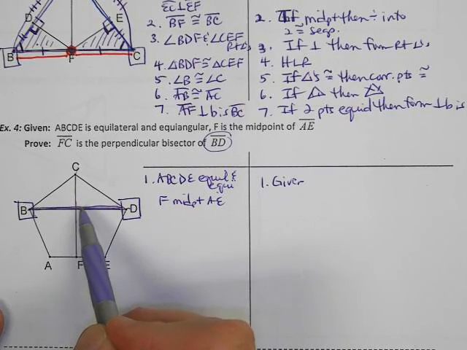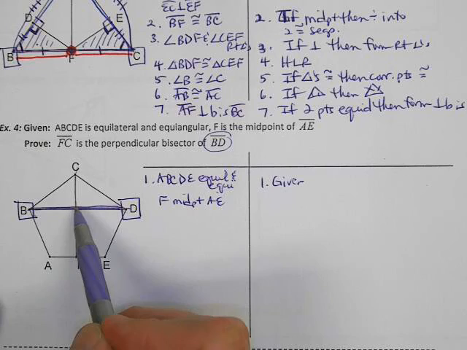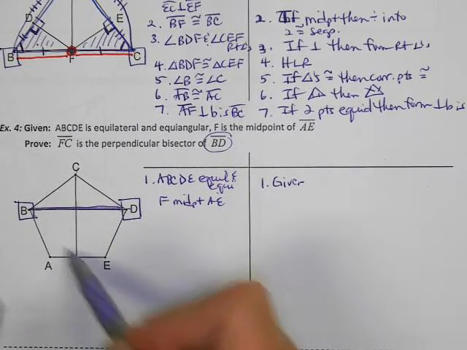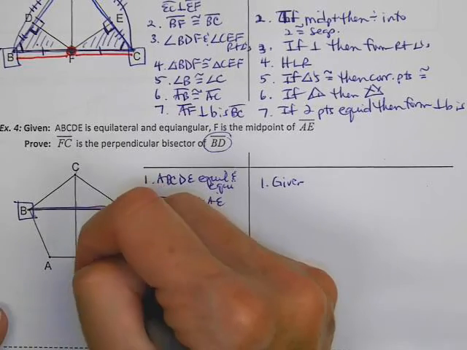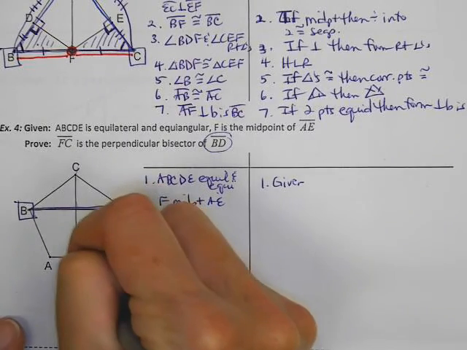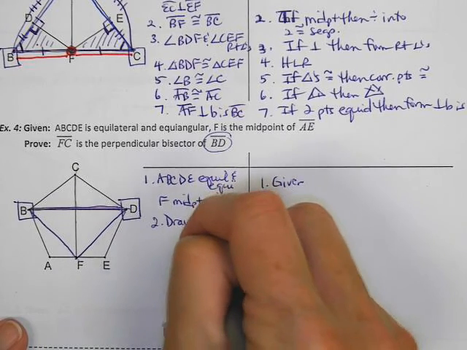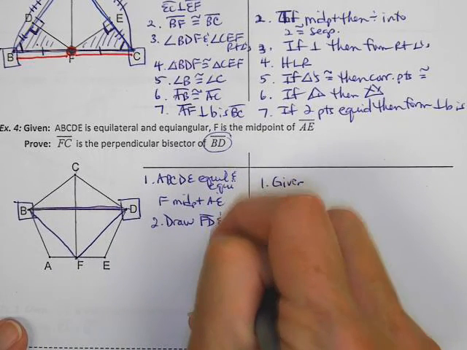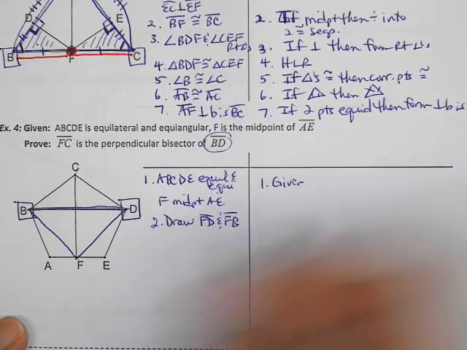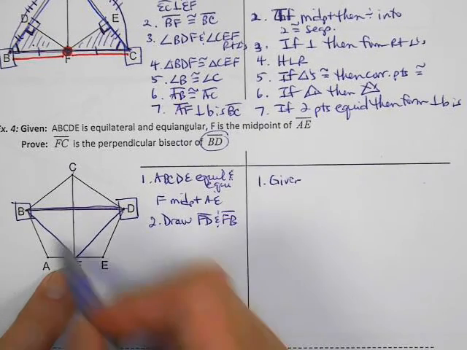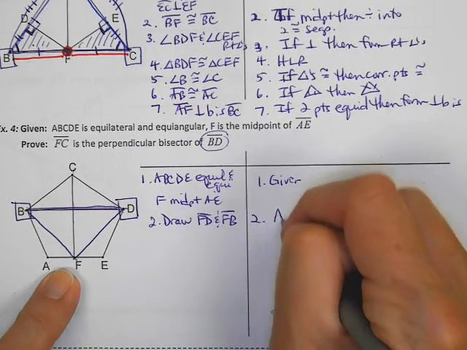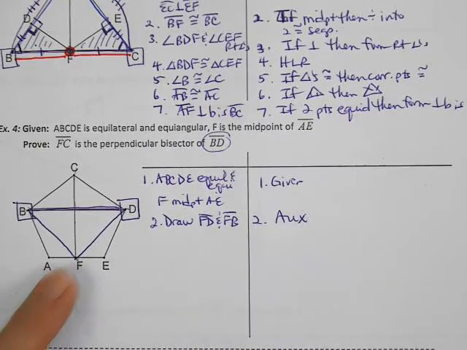This point, which is not even labeled, I guess. And the only other point on this segment is F. So I kind of think I need to connect F to D and F to B. So I'm going to draw FD and FB because that's a possible point that I want that's equidistant. So those are auxiliary lines.